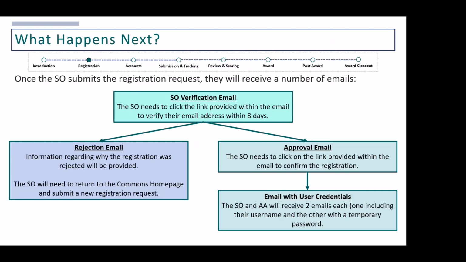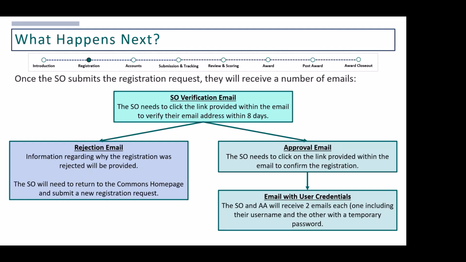The next email to expect is either an approval or a rejection notification. Registrations may be rejected if the SO did not verify their email address within 8 days. The rejection email will also include information on why the registration was rejected. In this case, the SO will need to return to the Commons homepage and submit a new registration request. If the SO receives an approval notification, then there will be another email that the SO will need to click on to confirm the registration.